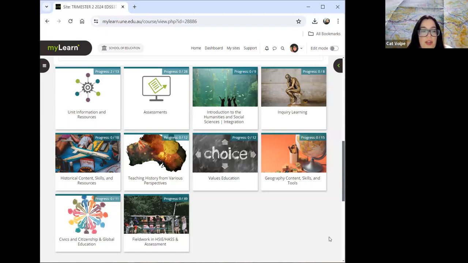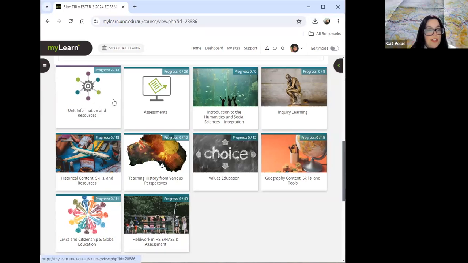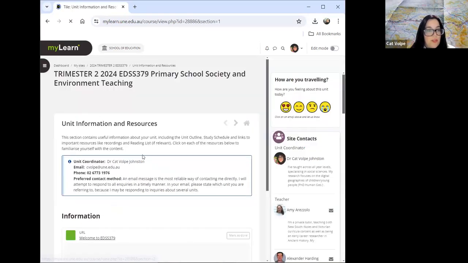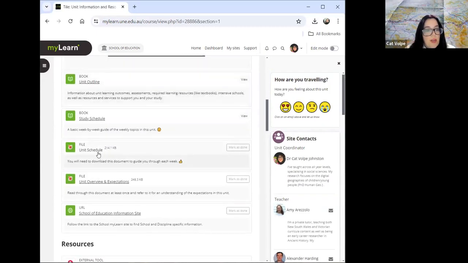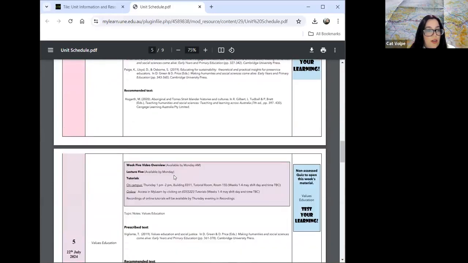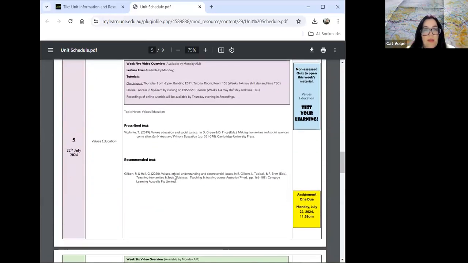So in the readings for this week, which I'm going to remind you is listed here in Unit Information and Resources. So if you're going into this block, you are opening up the unit schedule, and this will tell you the readings that you can do. So we are in week 5. And as I mentioned at the beginning of the unit, the readings decrease significantly from that first week, where there were a lot of readings. So this week we have 2 readings, more specifically just one from the Making Humanities and Social Sciences Come Alive. We're looking at values education and social justice.